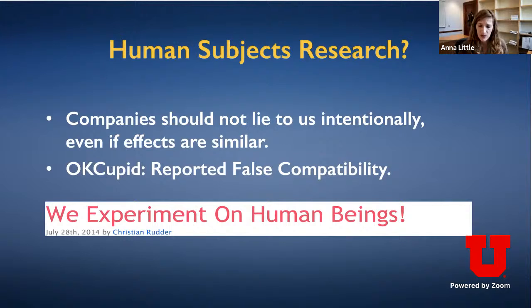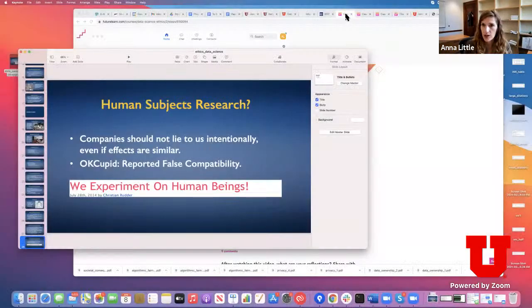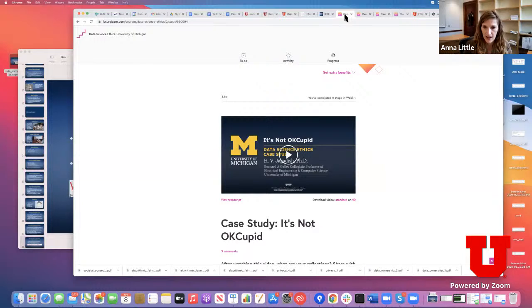And so there's becoming a consensus that companies should not lie to us intentionally, even if the effects are pretty similar to their normal operating procedure. And another example where this occurred was with the company OkCupid. And actually, this is kind of an interesting story. So I'm going to watch a little video on this case study. Let's see here.